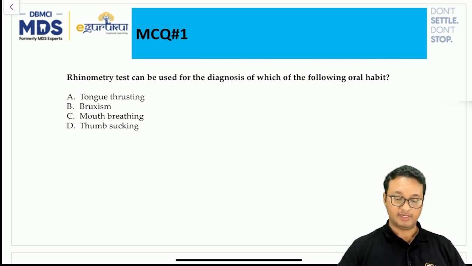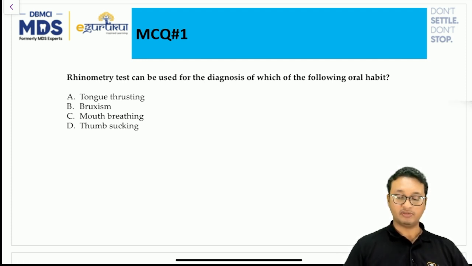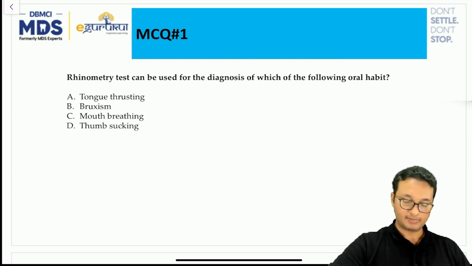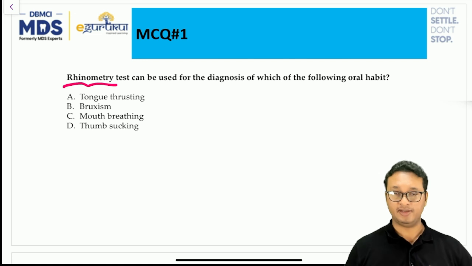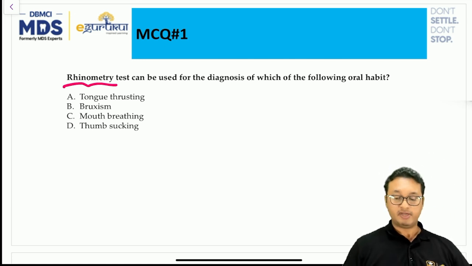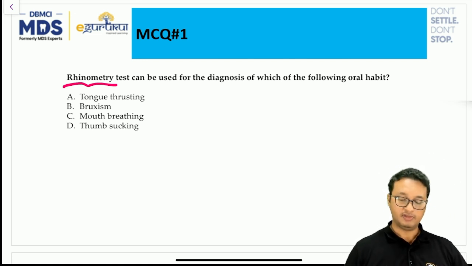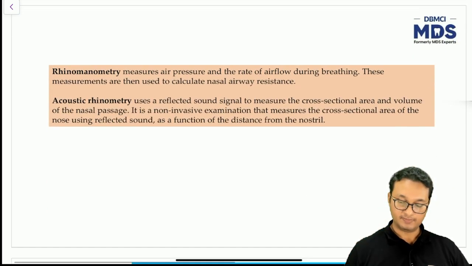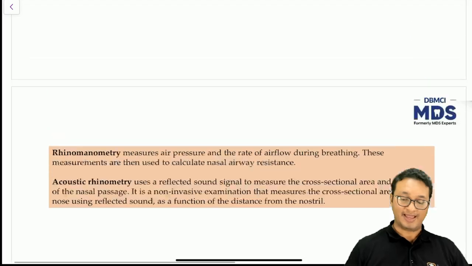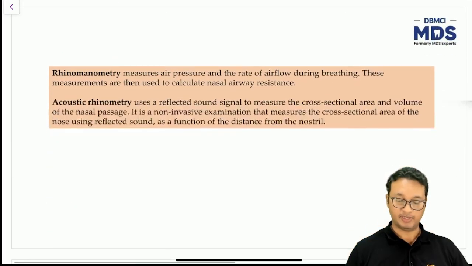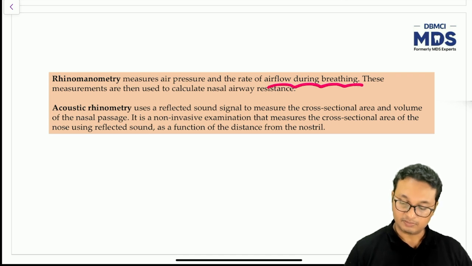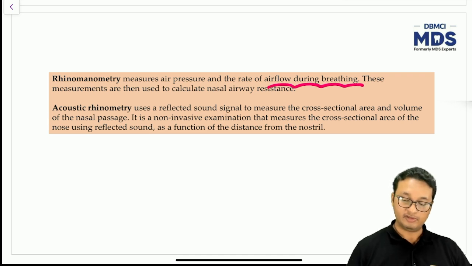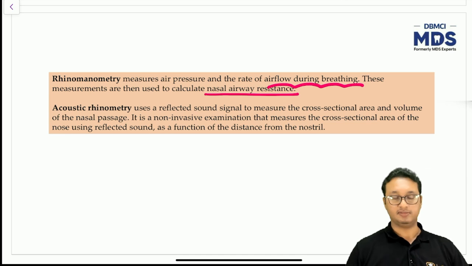The question asks that the rhinometry test can be used for the diagnosis of which of the following oral habits? There should not be any confusion in answering this question. The rhinometry test is used for the diagnosis of mouth breathing habit. If you look at the definition, it should be rhinomanometry, not rhinometry. Rhinomanometry measures air pressure and the rate of airflow during breathing. These measurements are then used to calculate the nasal airway resistance.